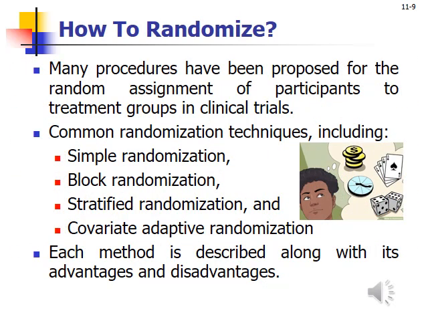How to randomize? Many procedures have been proposed for the random assignment of participants to treatment groups in clinical trials. Common randomization techniques include simple randomization, block randomization, stratified randomization, and covariate adaptive randomization. Each method is described along with its advantages and disadvantages.